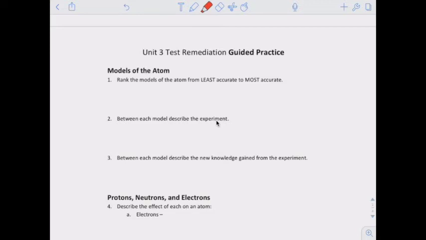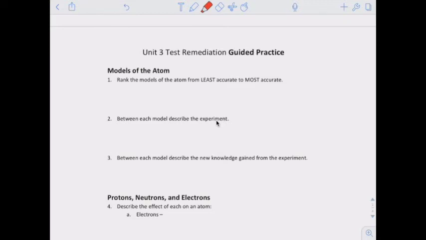The next one is, for each model, describe the experiment. Dalton's experiment was dealing with different gases to experimentally determine the atom. And then J.J. Thomson was using cathode ray tubes to experimentally test to find the electron.